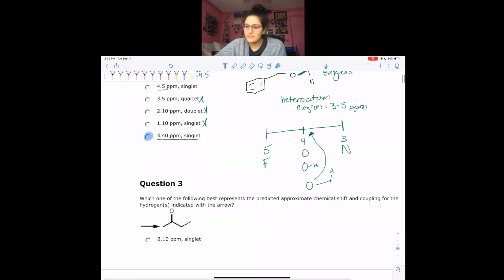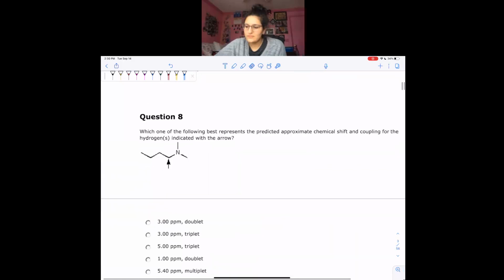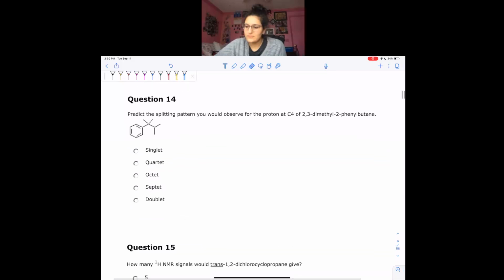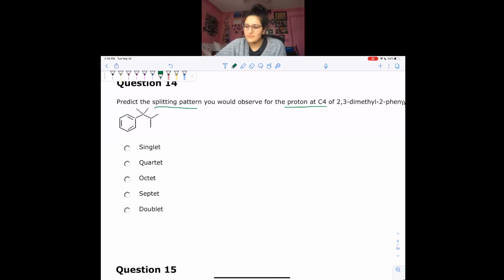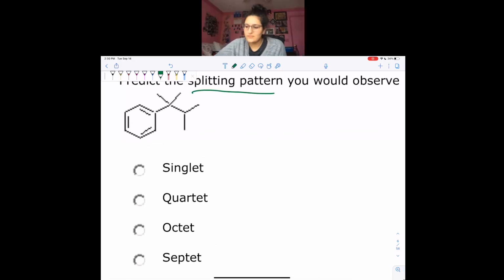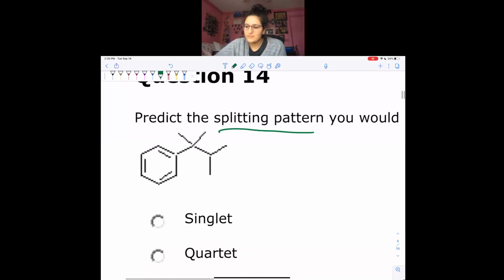All right, so let's go down to 14. Okay, so predicted splitting pattern, and we're looking at proton C4. So C4 just means carbon number 4. And now we have to figure out which one is carbon 4, right? So we can either number this way, or we can number this way.